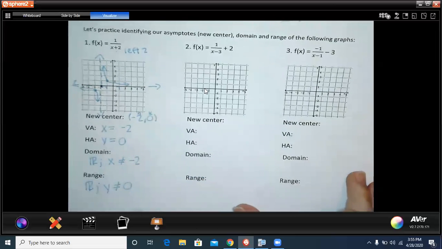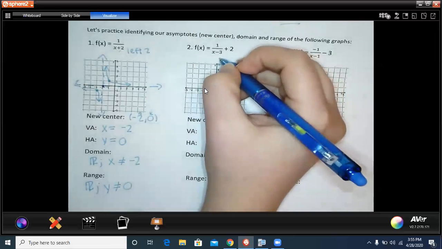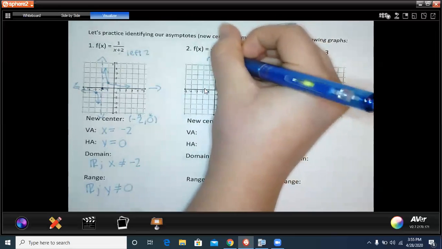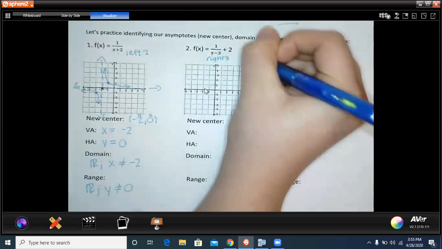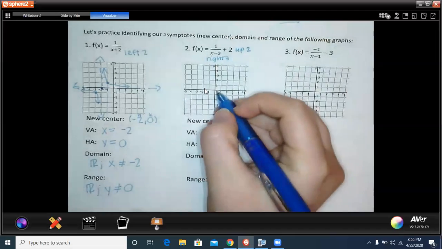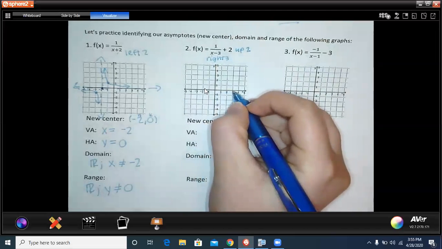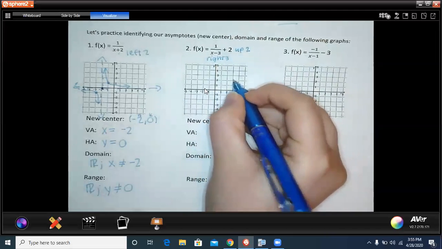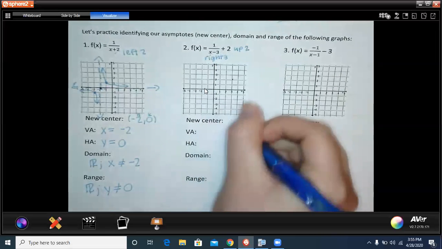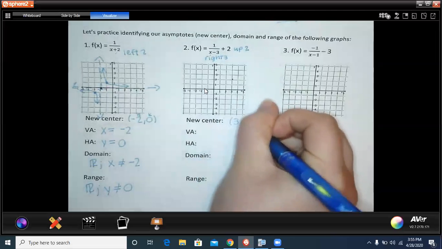All right, number 2. So this part, -3, really means opposite. So this means right 3. And then the number up here would mean up 2. So we're starting at 0, 0. I'm supposed to go right 3 and up 2. And here's my new center. So my new center is at 3, 2.